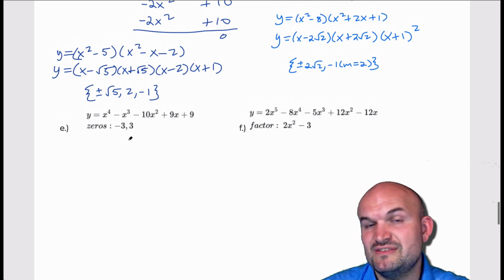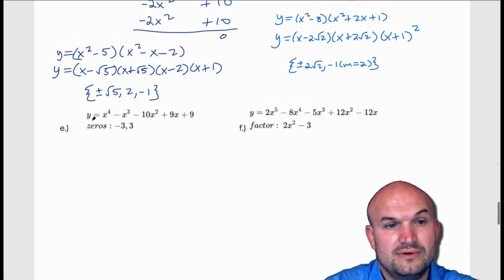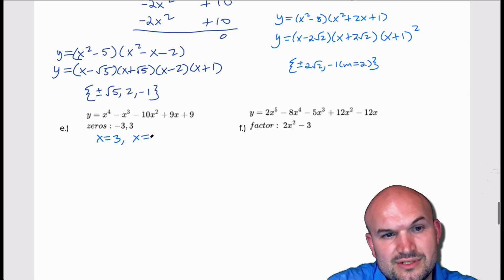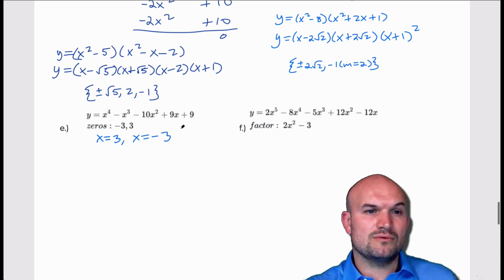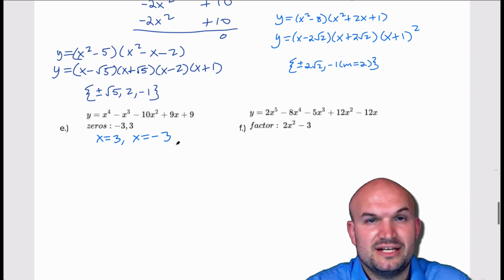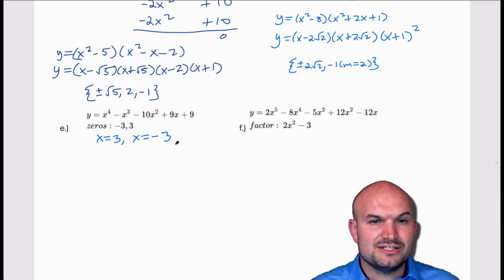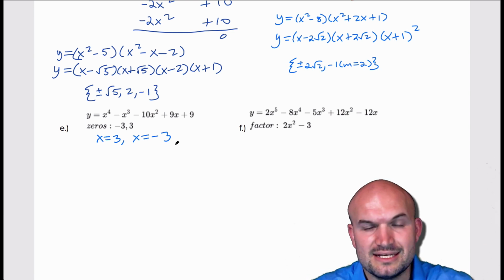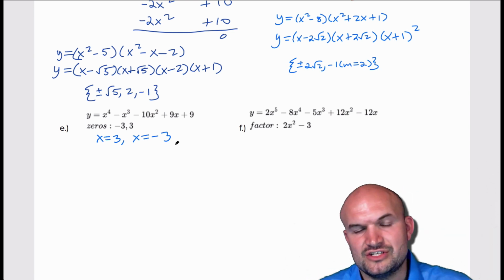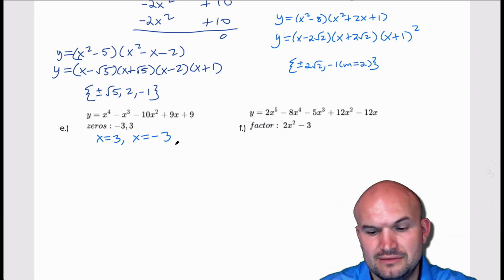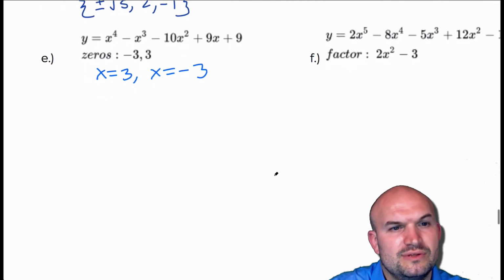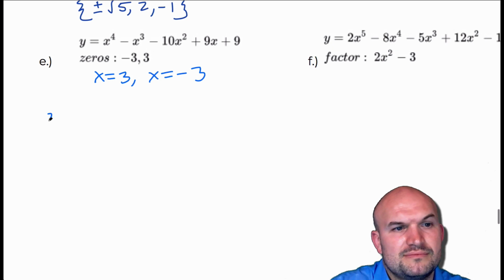In this case, we're given zeros negative 3 and 3. You could also write that as x equals 3 and x equals negative 3. Regardless, what we're going to do is apply synthetic division. What's nice about this is, usually once you get to synthetic division, we want to see if we can find the zeros. But if you can't, then you can do synthetic division again. So let's see how this works. Let's start with 3. So I start with 3.